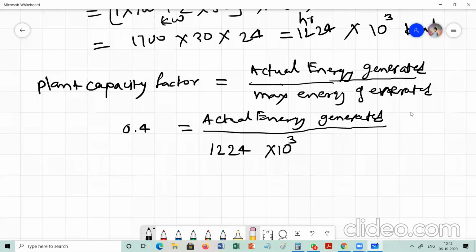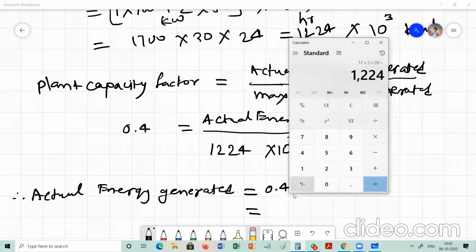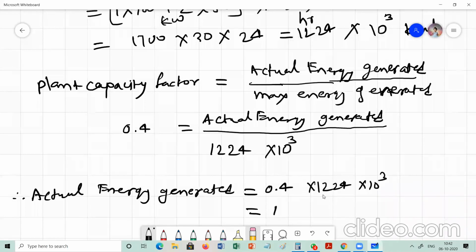Therefore the actual energy generated will be equal to 0.4 into 1224 into 10 raised to 3. It is equal to 1224 into 0.4, which is 489.6, so 489.6 into 10 raised to 3 kWh.